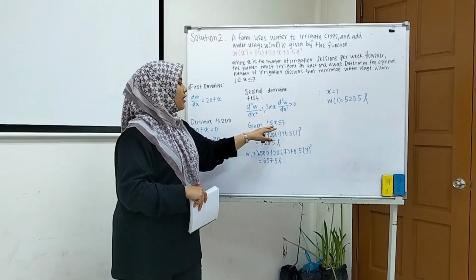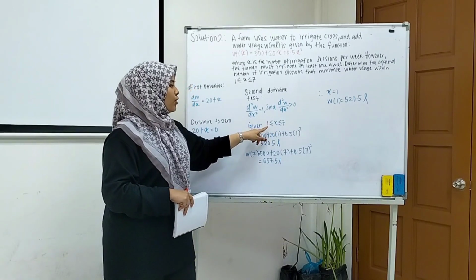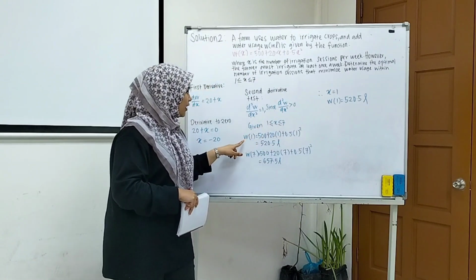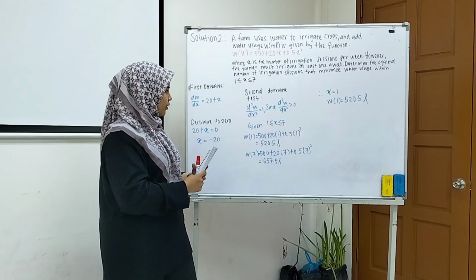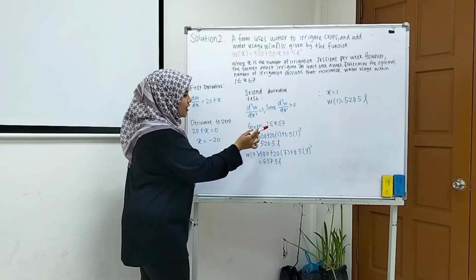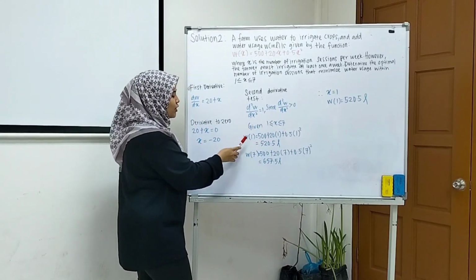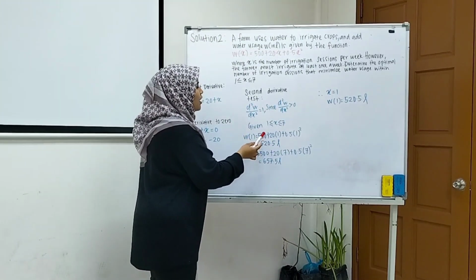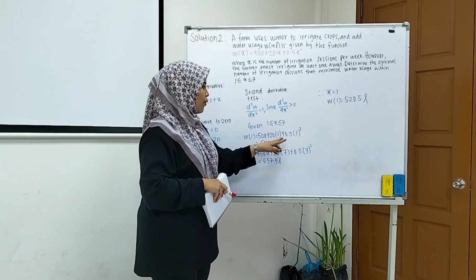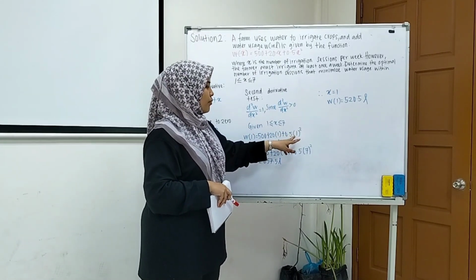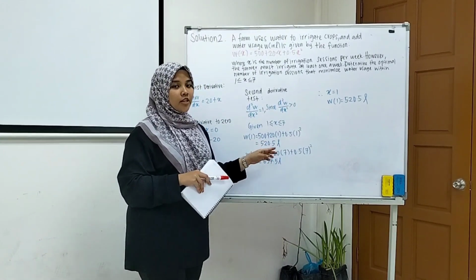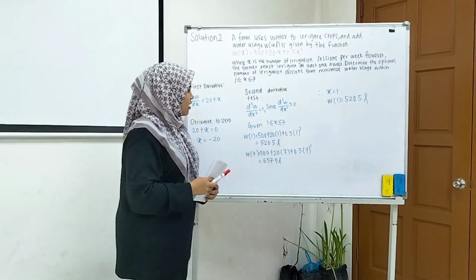So given x more than or equal to 1 and less than or equal to 7, we insert the 1. So W(1) equals 500 plus 20(1) plus 0.5(1) squared. And we get the answer, which is 520.5 liters.